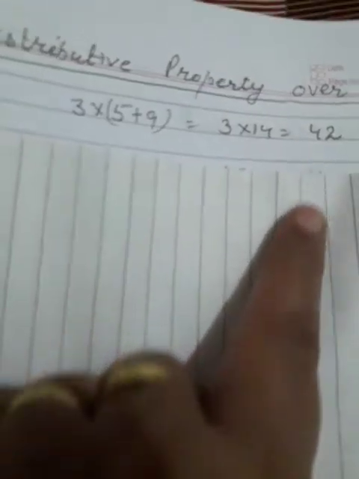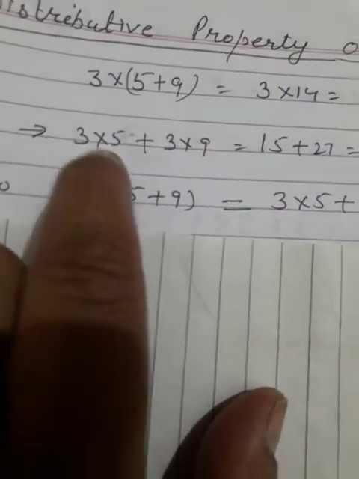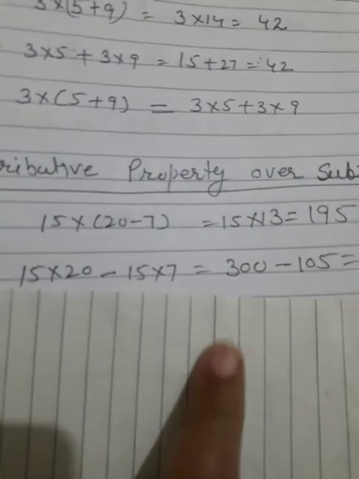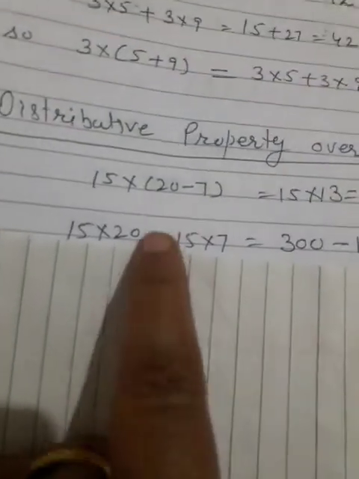So here is 3 multiplied by 14. So the answer is 42. In another way, 3 multiplied by 5 plus 3 multiplied by 9. So the answer is coming the same. So this shows that whether we write 3 multiplied by the sum in a group or solve it this way, the answer will come the same. Next is the distributive property over subtraction.